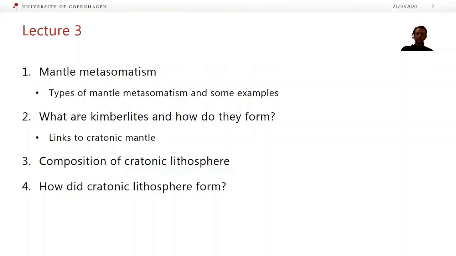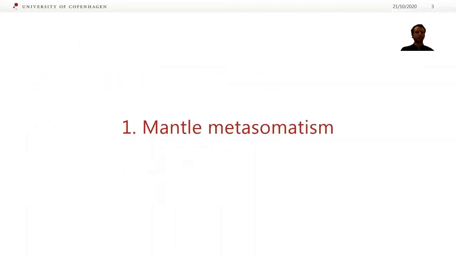So I'll start off with Mantle Metasomatism because this is a pretty important feature in Cratonic Peridotites, and I think understanding Mantle Metasomatism will also help us understand Kimberlites a little bit. We'll then talk about what Kimberlites are and how they form, and some fairly obvious links to Cratonic mantle. Next, I'll talk about the composition of the Cratonic lithosphere, and finally, a little overview of how Cratonic lithosphere forms and how we can try and deduce what processes were going on.